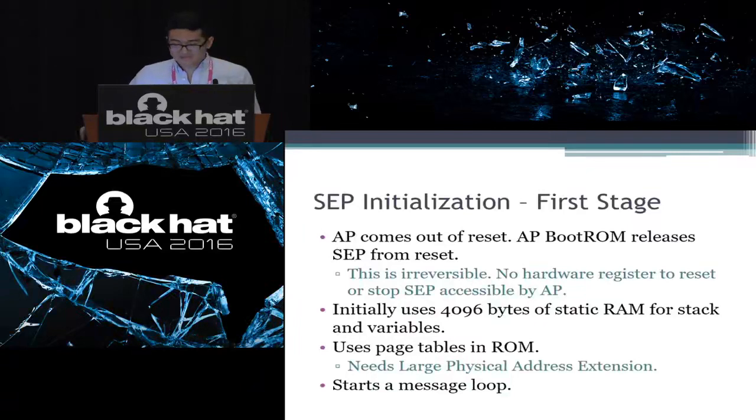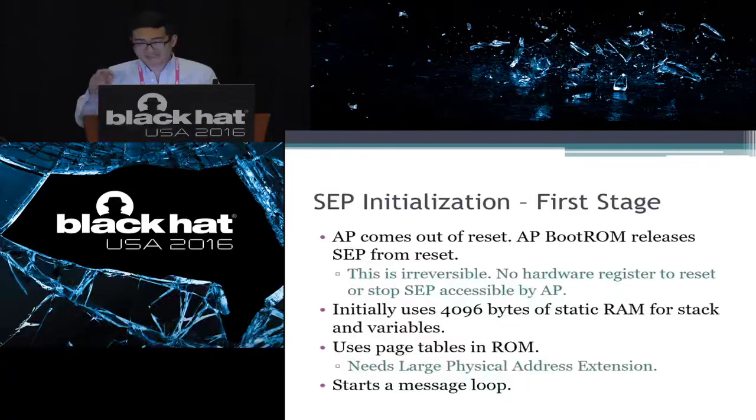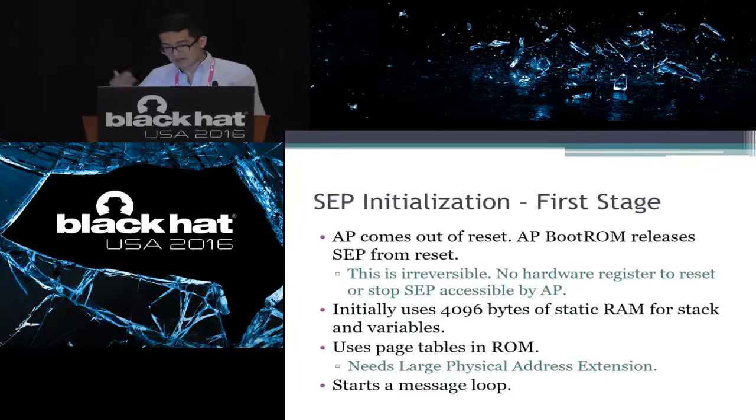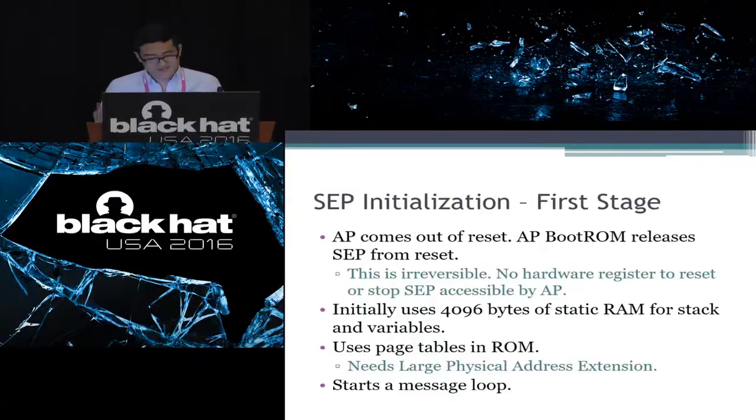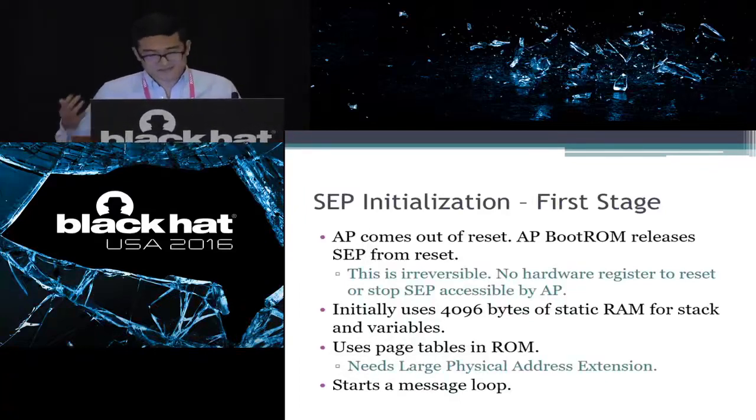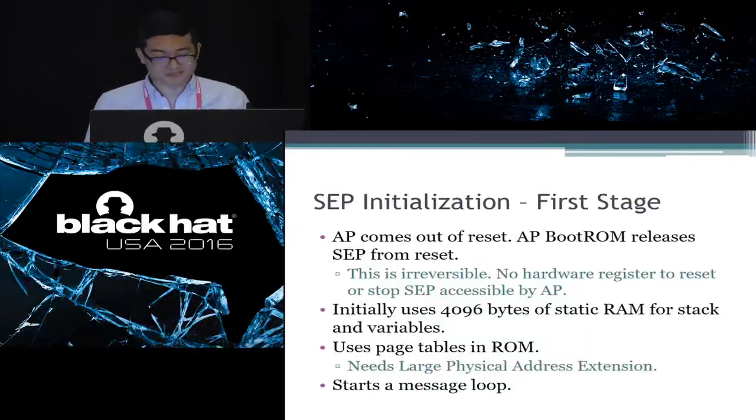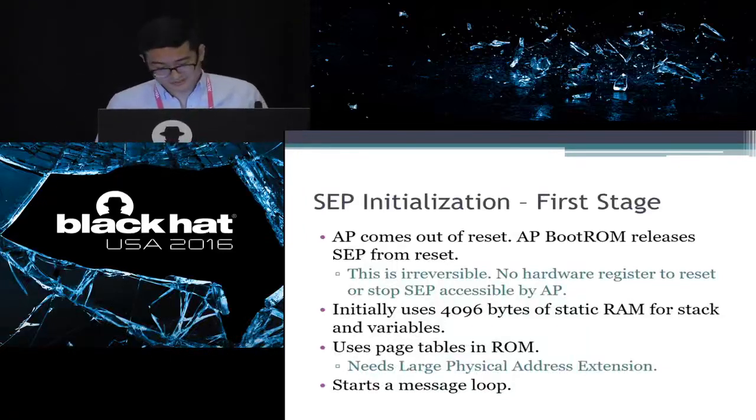So the SEP actually uses 4 kilobytes of static RAM that appears to be inaccessible by the AP. Of course, it's also on the chip, so it's less vulnerable to physical attacks. The problem is this amount of RAM is very small, but it's enough to help it bootstrap into the next phase. It's so small that the SEP can't even put its page tables in RAM initially, so it hard codes its page tables in ROM.